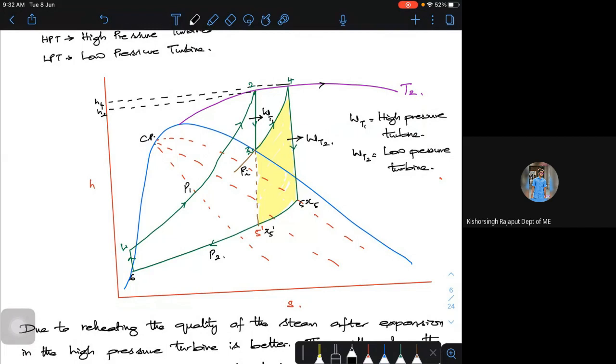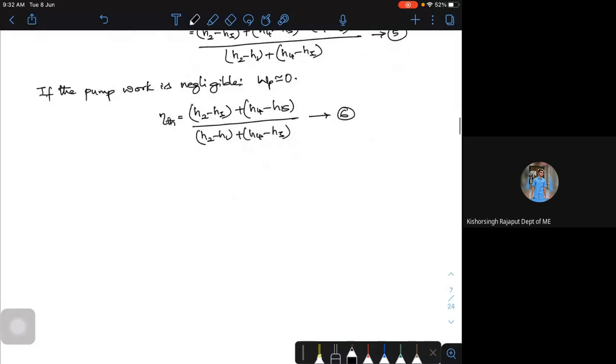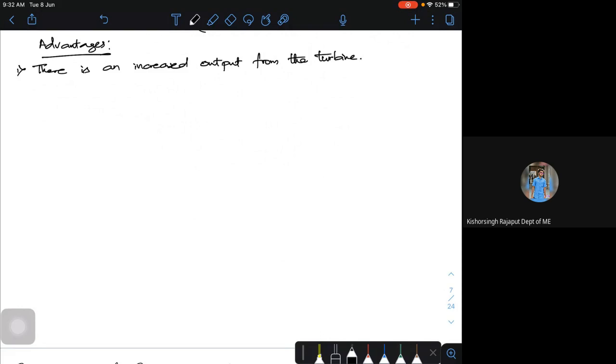All this is happening because of the reheating conditions. So this is the advantage of reheating. We can write that, whatever we studied. So, advantages of reheating. The first one: there is an increased output from the turbine. That is, I'm going to have a high pressure turbine as well as a low pressure turbine. Combined output is much better.